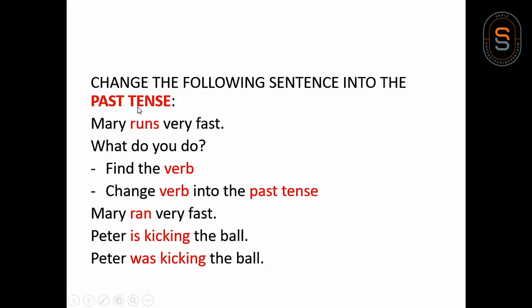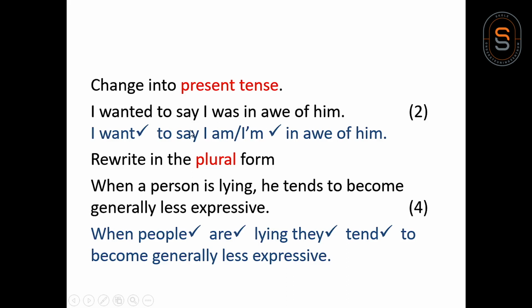Again, if you have to change into the past tense, find your verb. Change your verb into the past tense. Remember, Mary ran very fast. Peter was kicking the ball. So immediately find your verb, change it into the past tense. The same with changing into the present tense. Find your verb. Look at the mark allocation. It will give you an indication of how many changes there will be.